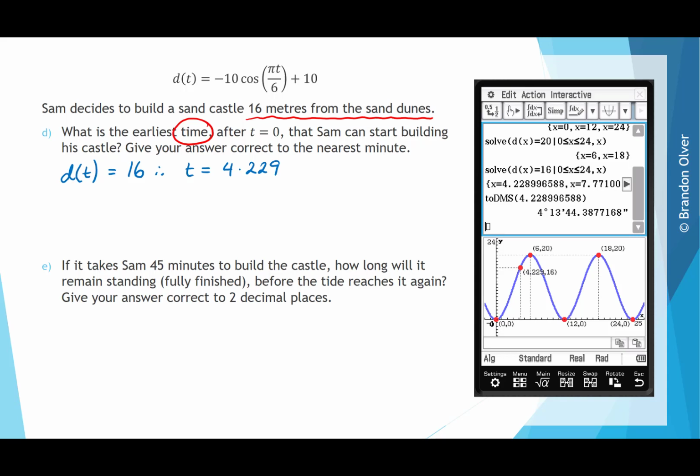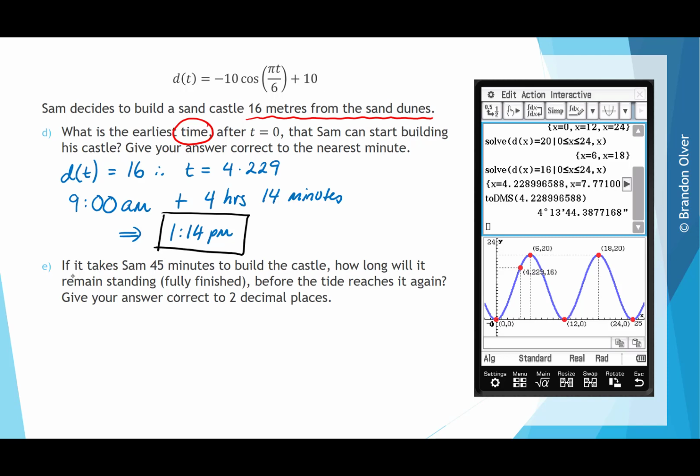And now that we've used our calculator to convert it into hours, minutes, and seconds, we can now say that we start at 9 a.m. and then we need to add on 4 hours and 14 minutes, and that will give Sam a starting time of 1:14 p.m. So that is the earliest time he could start building this castle.